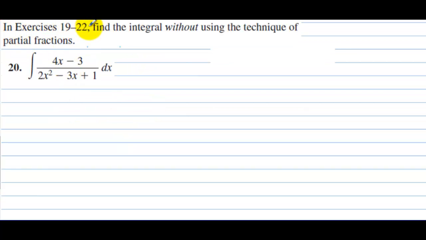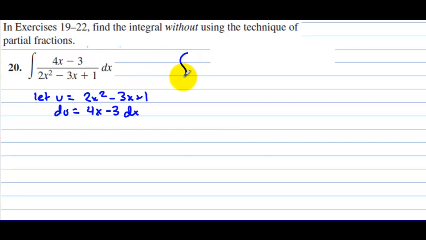In exercises 19 through 22, find the integral without using the technique of partial fractions. Well, in number 20, we don't need partial fractions. We have a function and its derivative. We can let u equal 2x squared minus 3x plus 1, and then the derivative is 4x minus 3, and that dx, that's exactly what's on top here. Well, now this becomes the integral of 1 over u du, and then the integral is the natural log of the absolute value of u, which is 2x squared minus 3x plus 1, and then plus c.